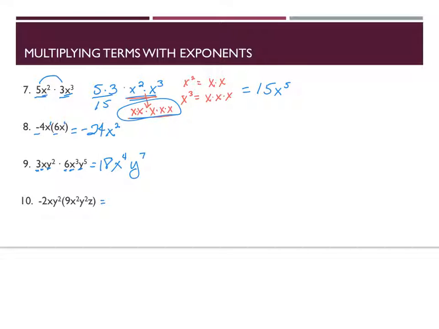Negative 2 times positive 9 is negative 18. X times x squared, that's a total of 3 x's multiplied together. Y to the second times y to the second is y to the fourth power. And z doesn't get multiplied by anybody, but that z doesn't go away, it just stays z. So you don't lose anybody, you just total up how many of them are being multiplied.